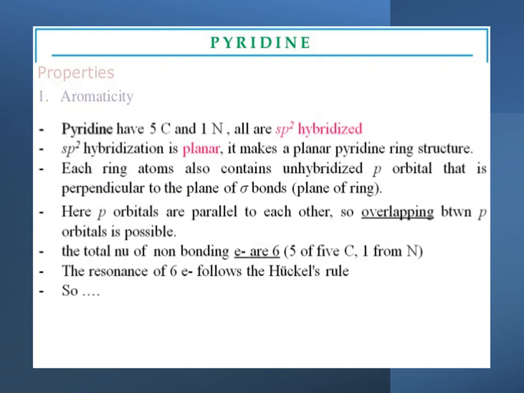There are a total of 6 pi electrons, that is 5 from your carbon and 1 from your nitrogen. And the resonance favors your Huckel's rule. So there are 4n plus 2 electrons, that is, for n equal to 1, you get 6. Thus they favor your Huckel's rule. That's the reason why your pyridine is aromatic, because it is planar, it is conjugated, it has 4n plus 2 pi electrons, that is 6 pi electrons. So this is how pyridine is aromatic in nature. That's the first property, that it is aromatic.